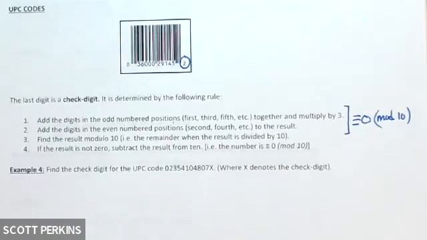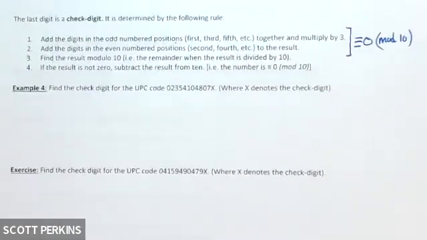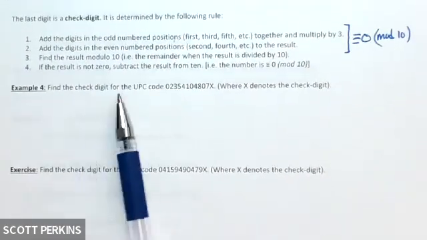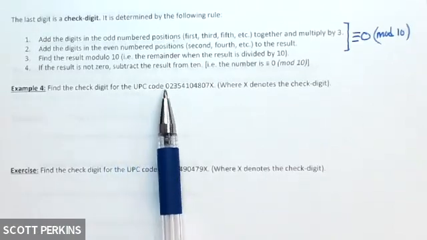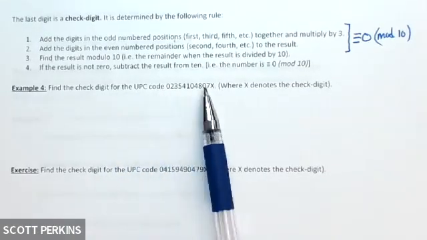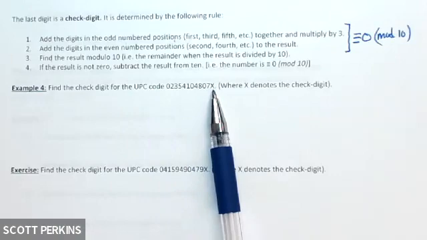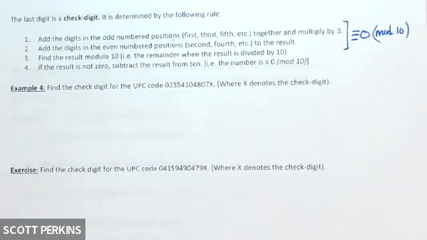So here's my example 4. I'm going to slide this up. What we're going to do is find the check digit for the following UPC code. So we've got 11 digits. I want to know what's the last digit here that's going to make this legit. So what we're going to do first is take the numbers that are in the odd places and multiply them by 3.